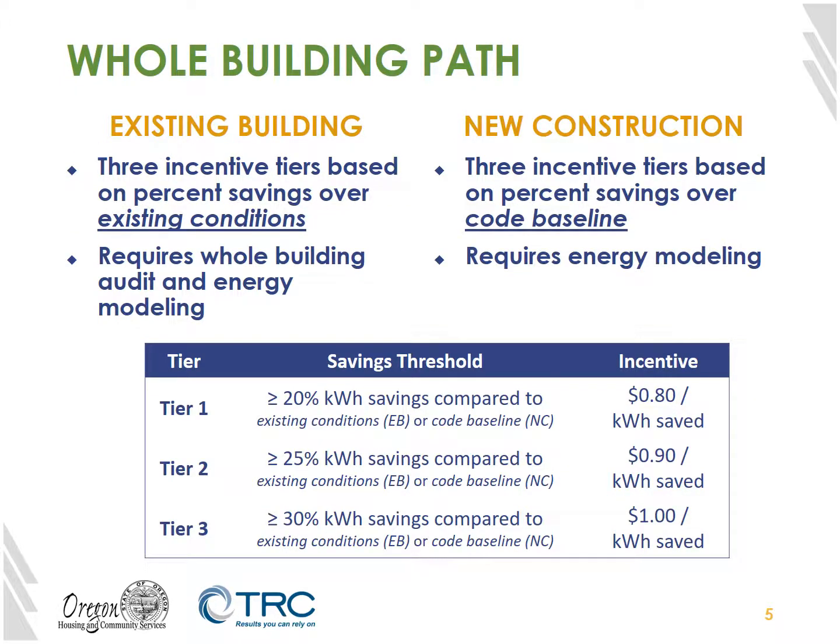As I mentioned, the whole building path is applicable for both existing building and new construction projects. There are 3 incentive tiers for both, based on percent savings. For existing buildings, it is percent savings using a baseline compared to existing conditions. And for new construction projects, percent savings compared to a code baseline. To determine the savings, energy modeling is required.